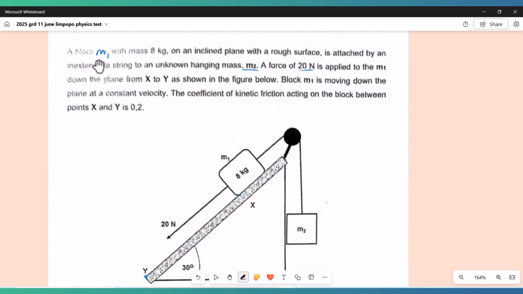And then they say that, as shown in the figure below, block M1 is moving down the plane at a constant velocity. The coefficient of kinetic friction acting on the block between points X and Y is 0,2. So what must we do?